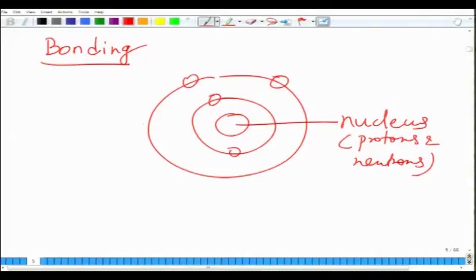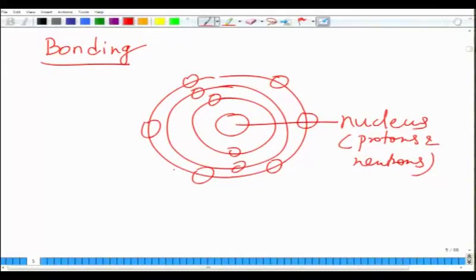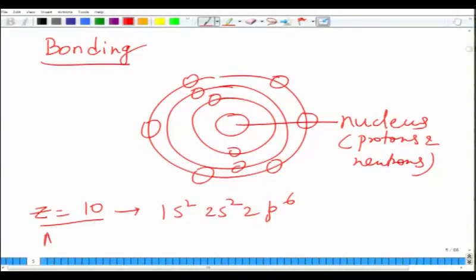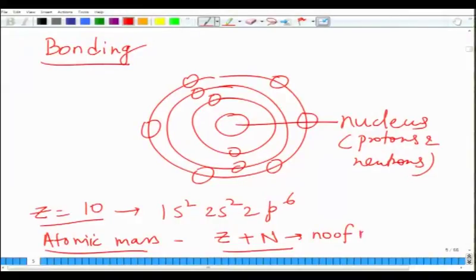So, depending upon the type, you can have 1s2, 2s2, 2p6 and so on. If you have, let us say, Z equal to 10, you will make a structure 1s2, 2s2, 2p6, and as you go higher you can keep building the atoms. So, the atomic mass of an element is equal to Z, which is the atomic number, plus N, which is the number of neutrons, right.